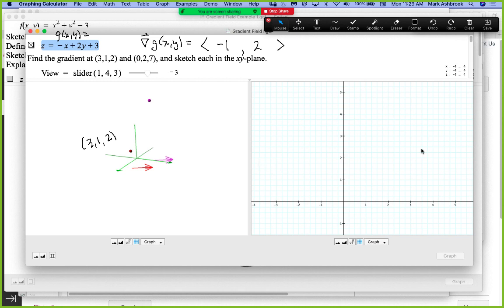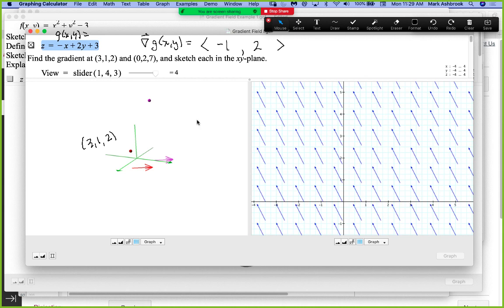So can you imagine what that vector field looks like? All the x components have a negative 1, and all the y components are positive 2. Right. So what does that mean? What kind of surface is this? Negative x plus 2y plus 3. Oh, please know this. It's a plane. That's a plane, right?